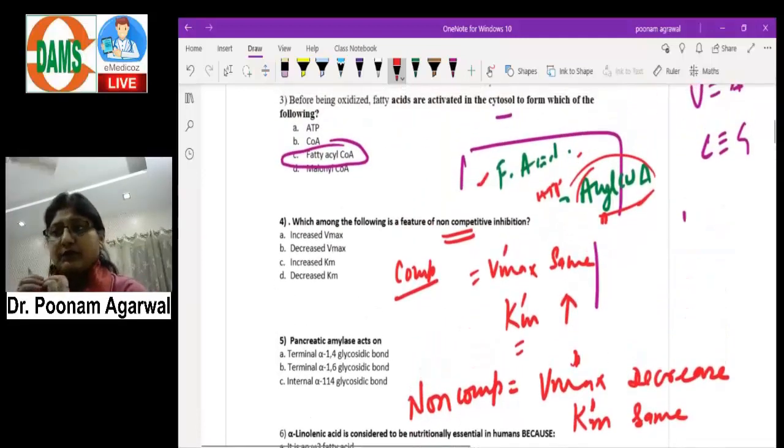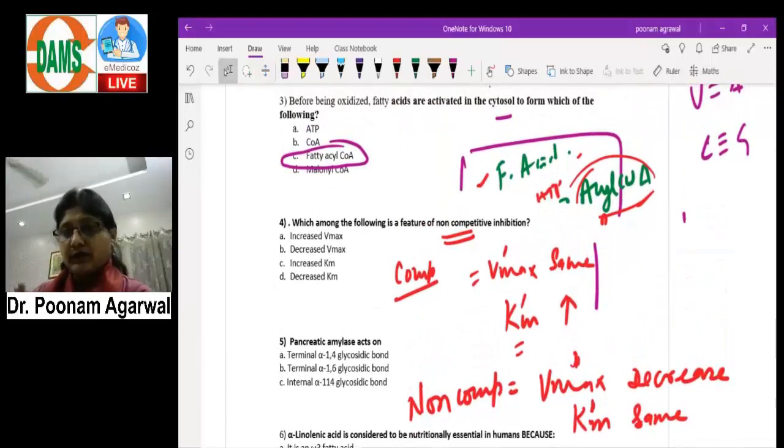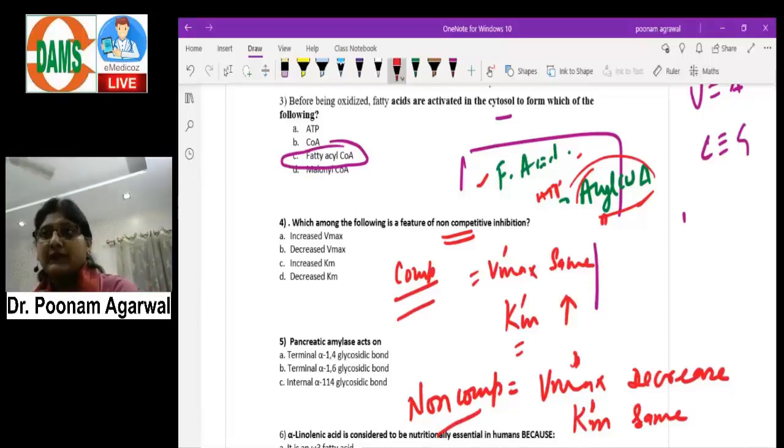So these types of questions are repeatedly asked. They will not stop asking what happens to Vmax and what happens to Km in competitive and non-competitive inhibitors. So don't go into mechanistic detail of how or why it happens. That's not going to help you at all. You just remember these points: when we are talking about competitive inhibitors, at a very large amount of substrate, the apparent velocity will be the same as the original velocity.